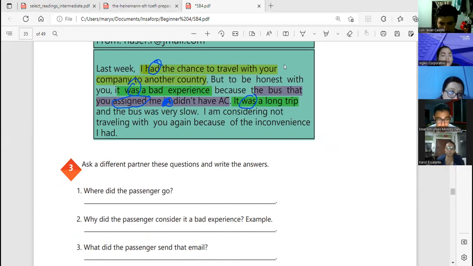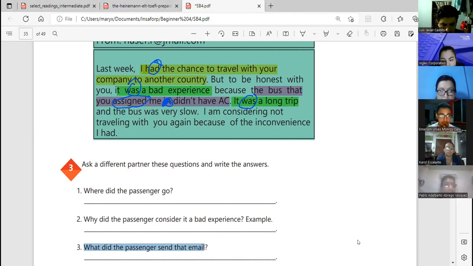Where did the passenger go? Why did the passenger consider it a bad experience? Example. Okay. What did the passenger send in that email? Here, please put in. In that email, right? Now, what are the answers based on this email?